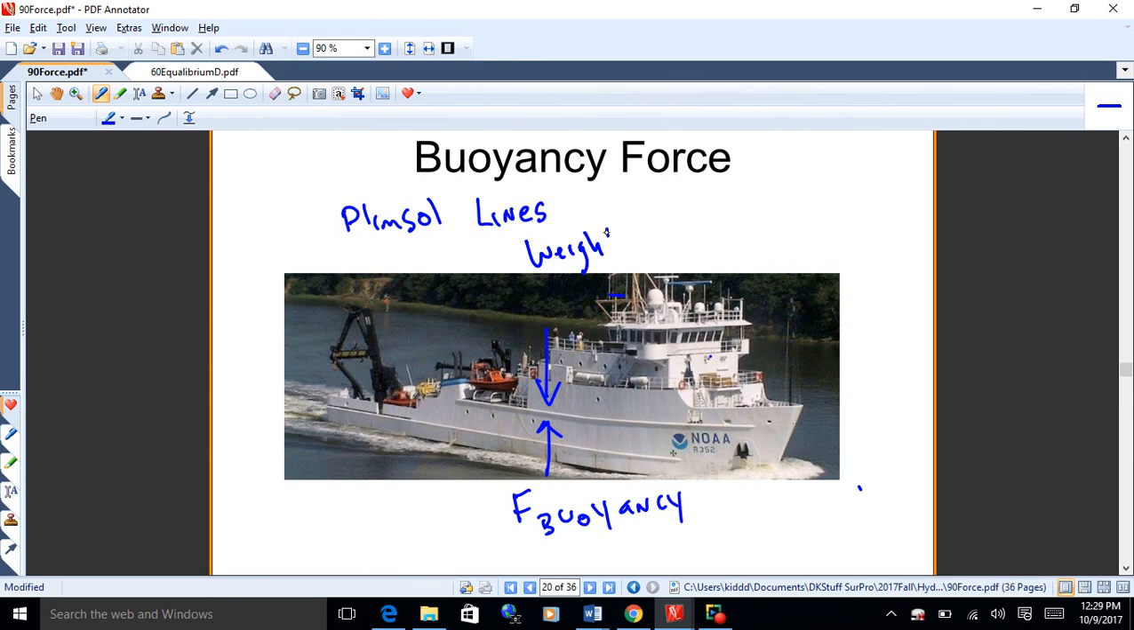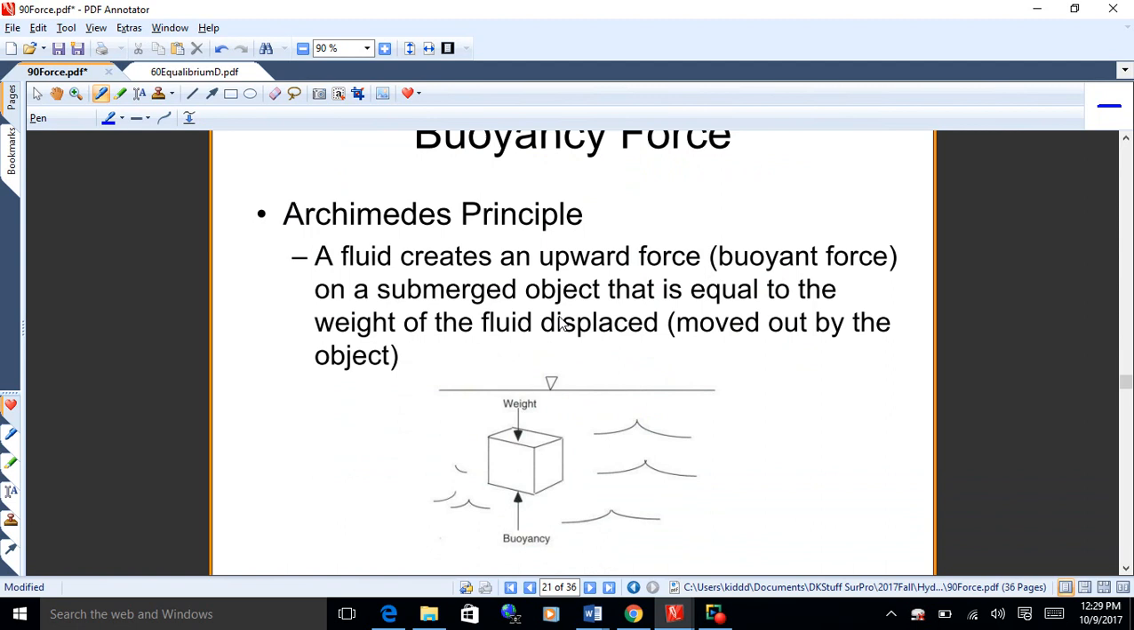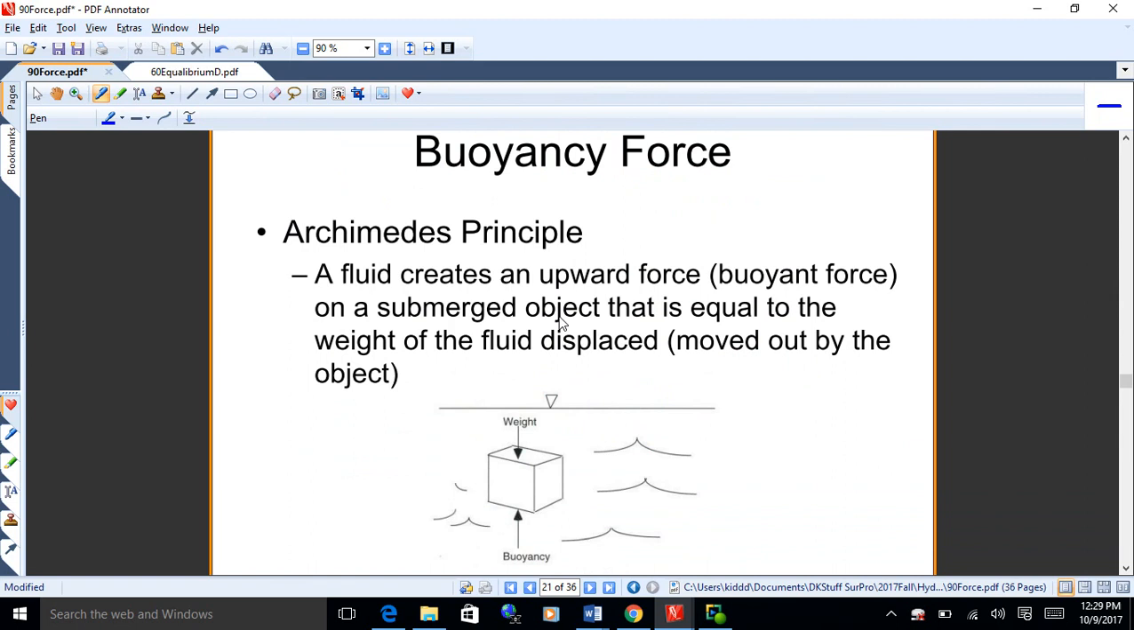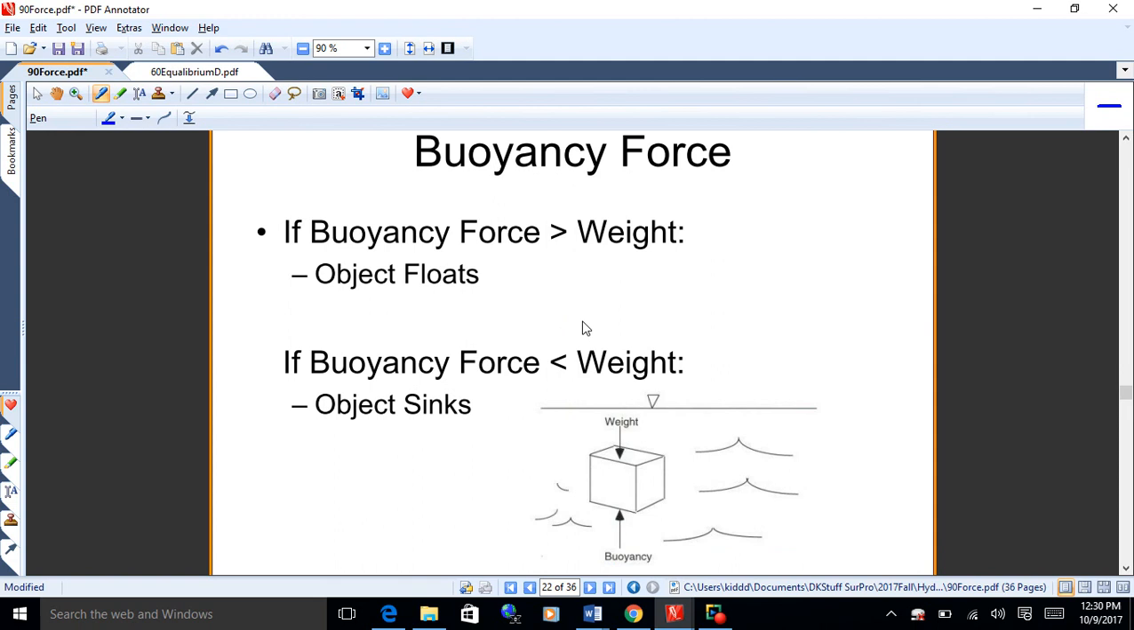So if you're in water, you're actually lighter than you are in the air, because there's a buoyancy force acting on you. So a fluid creates an upward force called the buoyancy force on a submerged object that is equal to the weight of the fluid displaced, which is moved out by the object. If the buoyancy force is greater than the weight, the object floats. If the buoyancy force is less than the weight, the object sinks. If the weight is bigger than the buoyancy force, the net force is down and the object will sink. If the buoyancy force is greater than the weight, it'll push the object up to the surface.